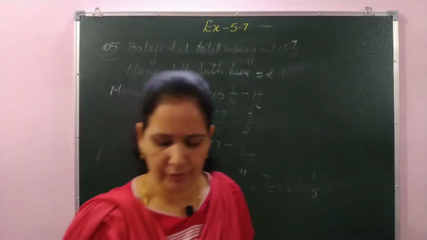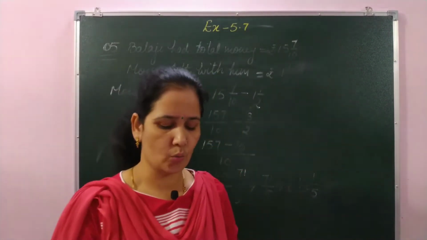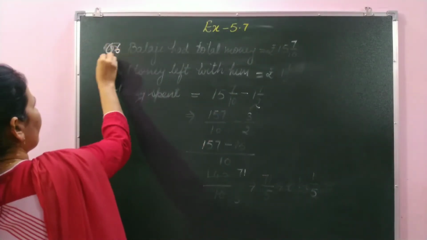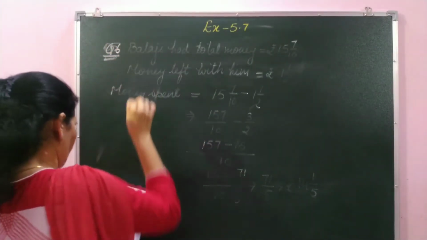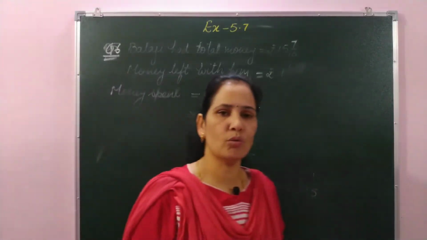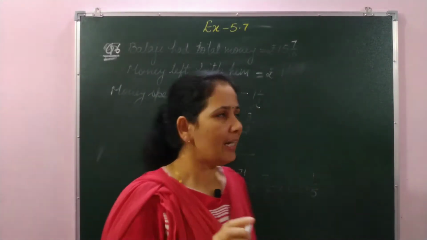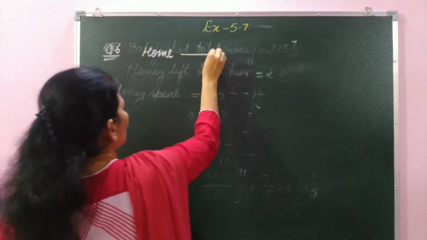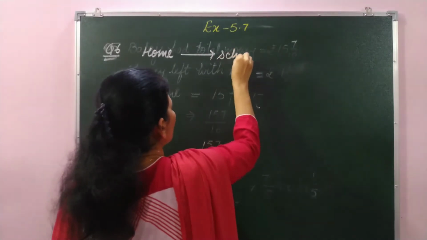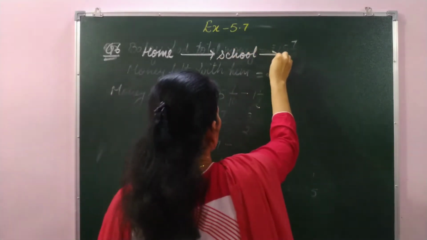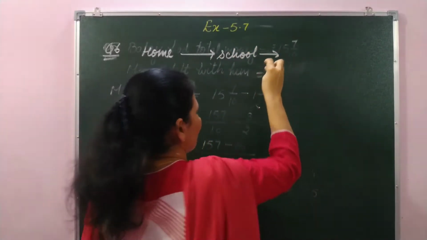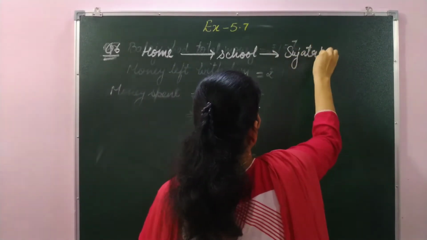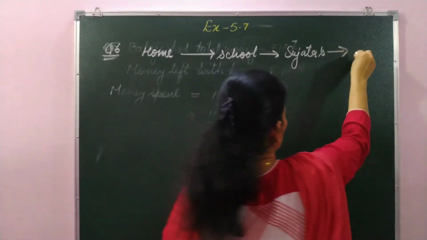In the next question they have given that Nafisa goes to her school. I am going to explain this question with the help of a flow chart. Nafisa is a girl going to her school. They have given the distance from home to school, and after school she wants to go to her friend's house. Her friend's name is Sujata. But at that time Sujata was not at home and she was at Mary's house.